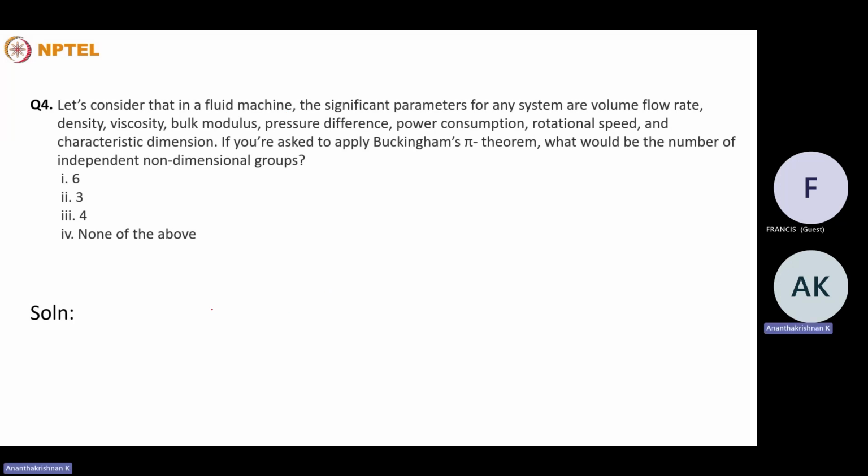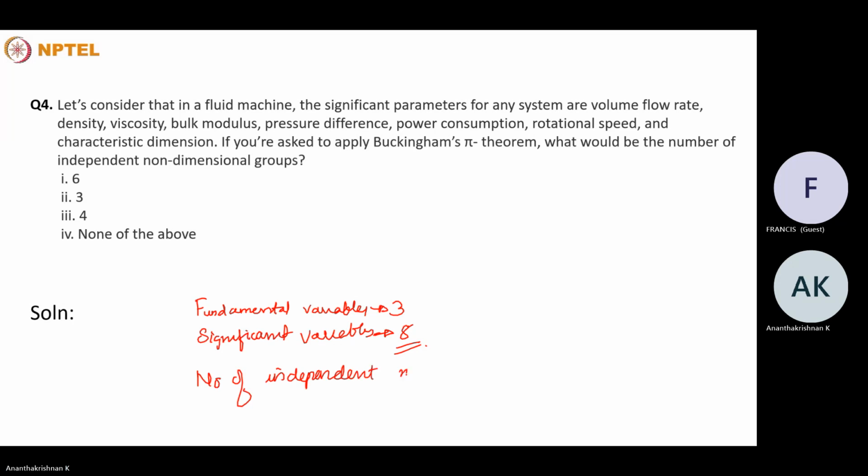So in this particular problem, fundamental variables could be taken as MLT. So three fundamental variables you can take. The number of significant parameters are 1, 2, 3, 4, 5, 6, 7, 8 significant variables, equal to 8. So the number of independent non-dimensional groups is equal to significant variables minus fundamental variables. So it will be 8 minus 3, 5. So the answer is none of the above.